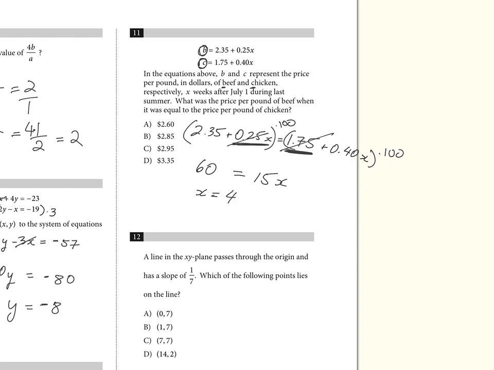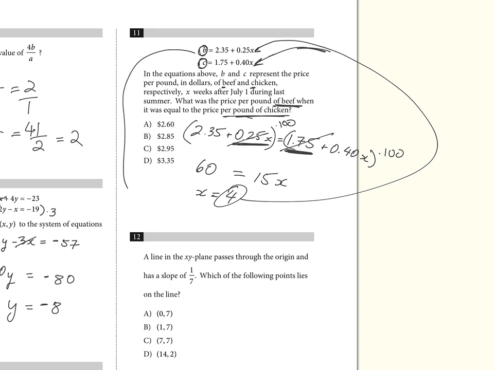They want to know what is the price per pound of beef when it is equal to the price per pound of chicken. So now I can take this 4, I can put it back into x in either equation. And I think maybe the better one to choose is the first one. And so I'm going to go 2.35 plus, oh, this is easy, 0.25 times 4, and that's 3.35. So it's D.